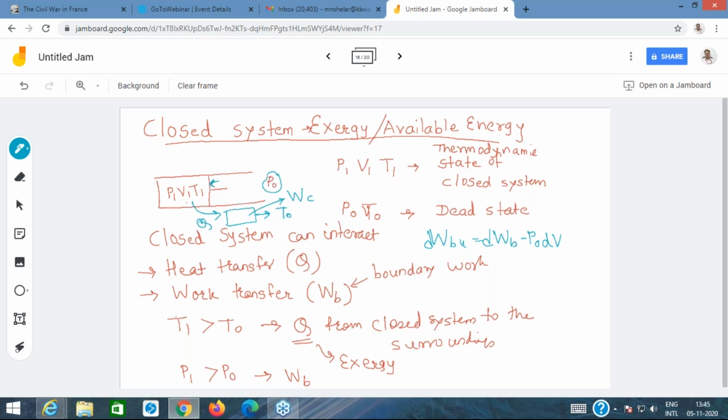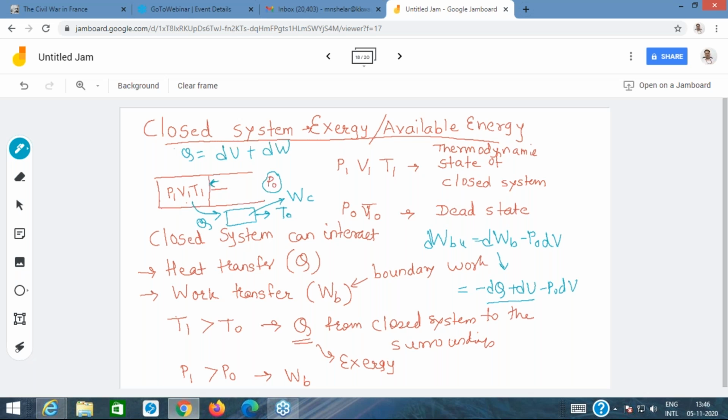Now, if you want to express this in terms of heat and work, you need to use the first law of thermodynamics as applied to the closed system. What is that? The first law as applied to the closed system is dQ plus dU, minus PdV. So this is nothing but this. Why did I put this dW? Because you know that Q is equal to delta U plus W.